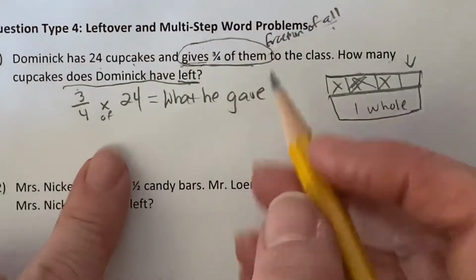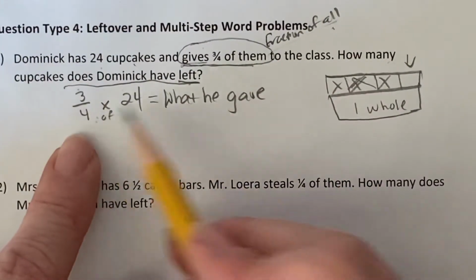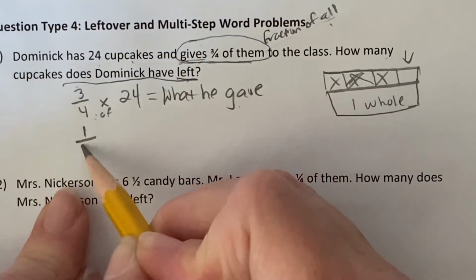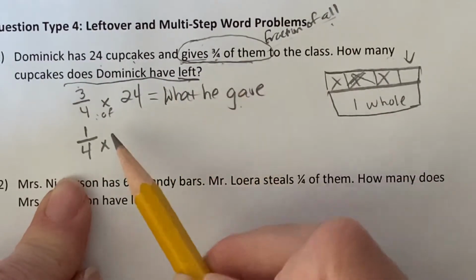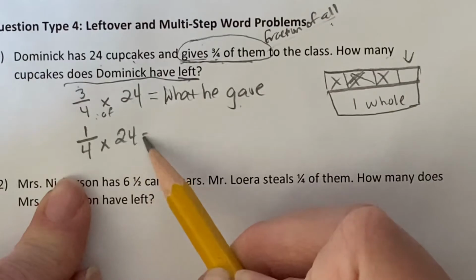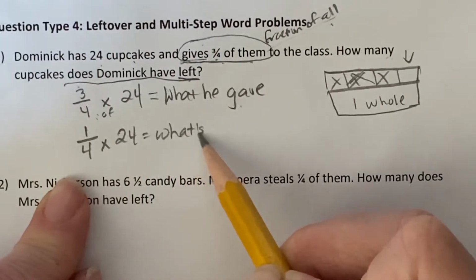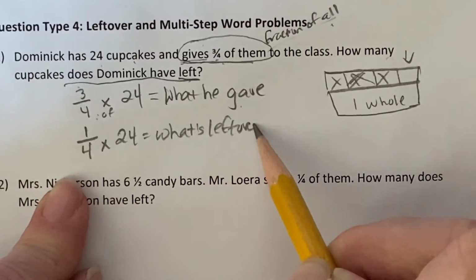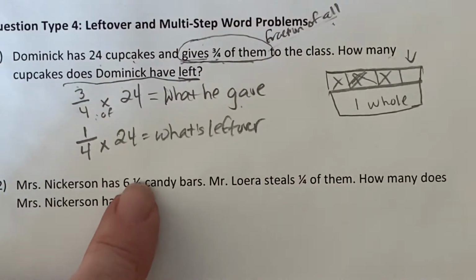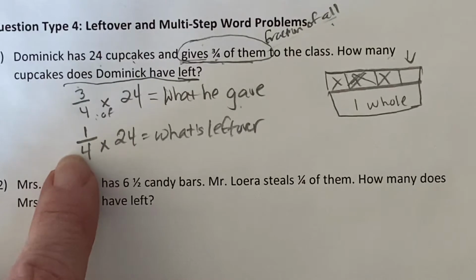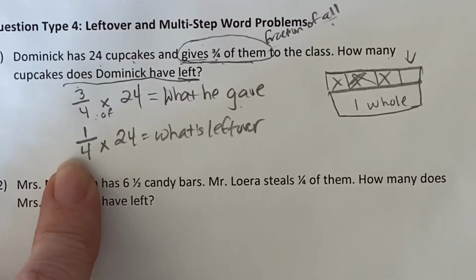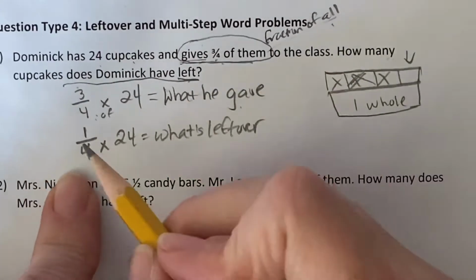So what we are going to do is we're not going to multiply what he gave, we're going to multiply what he has left over. So we know that if he's giving 3/4 of them away, then 1/4 is what he has left over. And then I would just solve that like usual. So what would I do to solve this? Step 1, I know you guys know it. Step 1 is to do what? Convert all numbers to fractions.